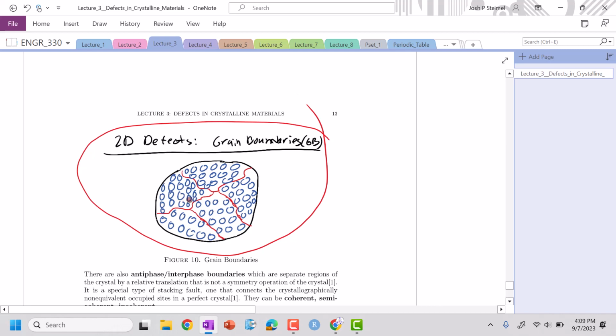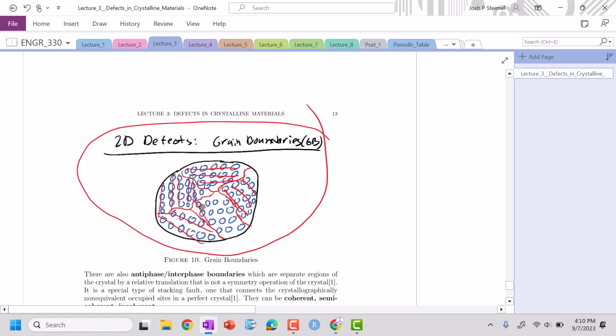So grain boundaries are effectively in crystalline materials, and in non-crystalline materials somewhat, and other materials. But basically, these red lines here are boundaries where a crystal has a certain orientation, like this, and then it switches to a different orientation. You can kind of see all the different angles and orientations here.